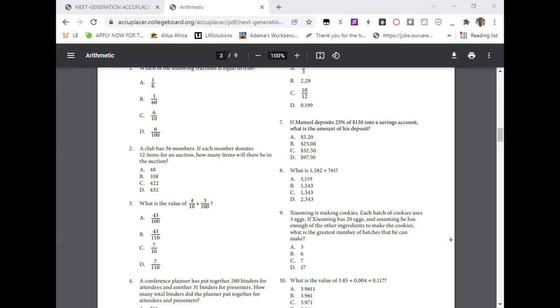Okay, let's practice whole numbers. Okay, so what did we say we're testing in whole numbers? Simple addition, subtraction. There you go, number 8. What do you have? Addition.